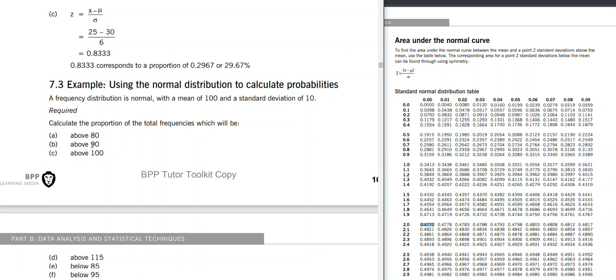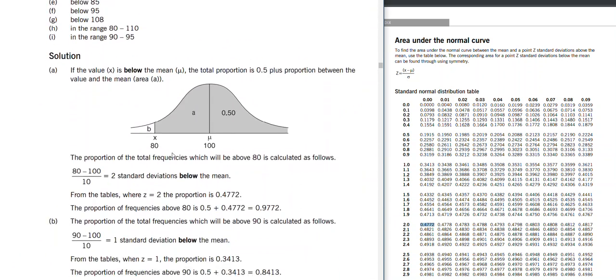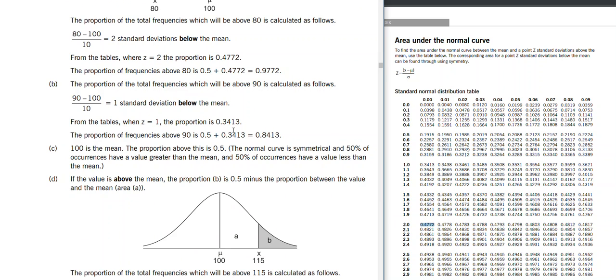Let's look at the other one, above 90. The same calculation is done and we have a z-score of 1. When we look at z-score of 1, we have 34%.